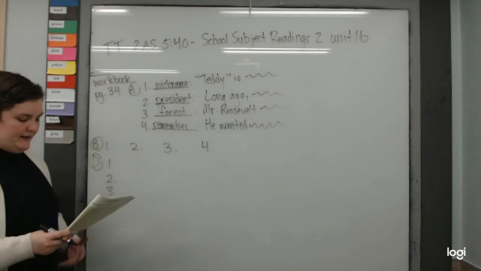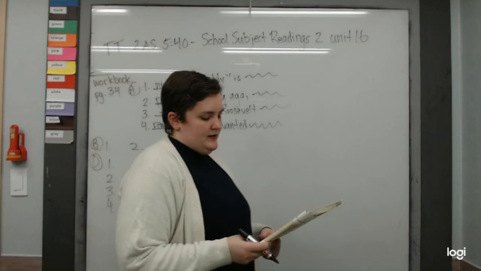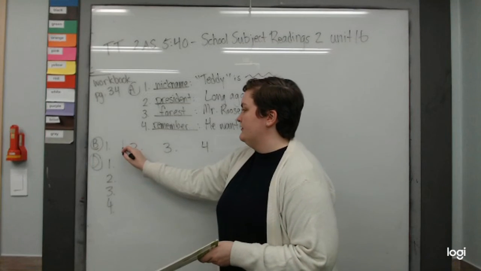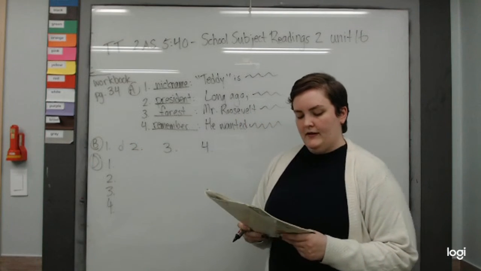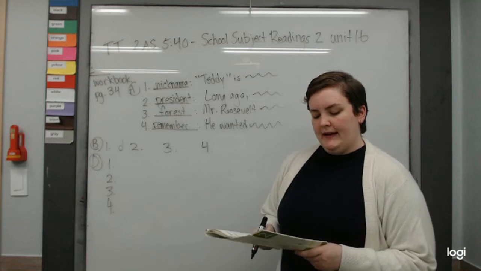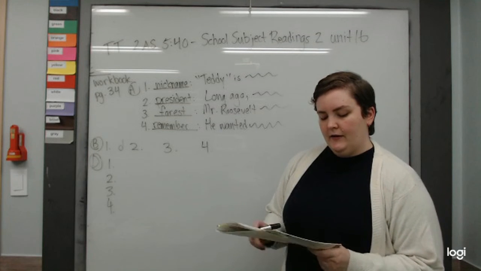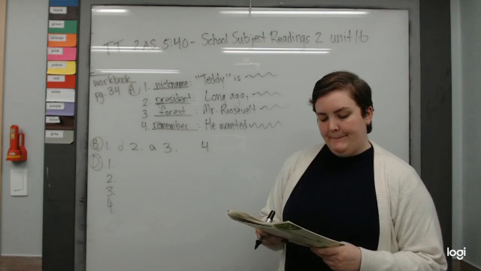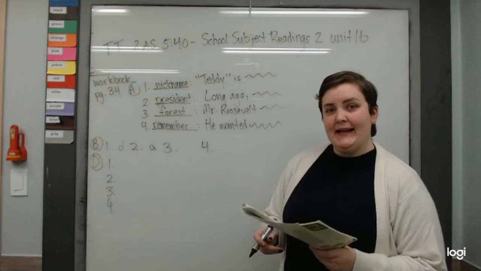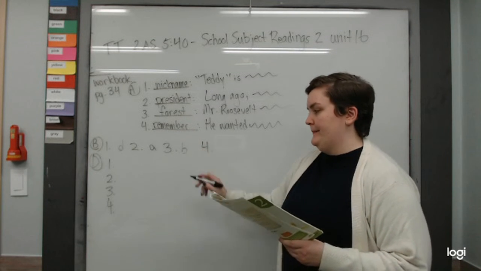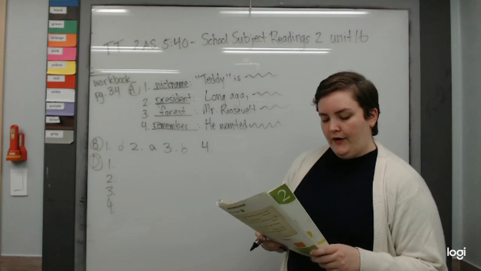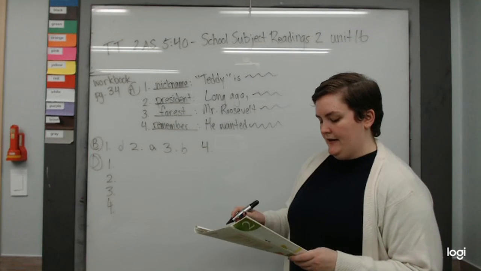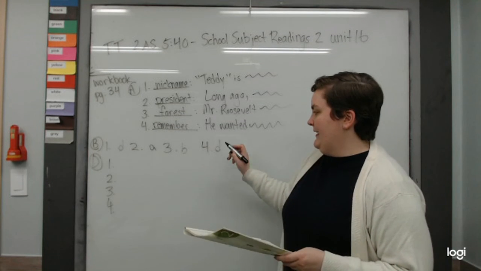Okay, part B. Number one, the president is the leader of a country. D. Number two, many trees and animals live in the forest. A. Three. Bill is a nickname. B. For William. Four. I don't remember. D. Your number. Tell me again, please.